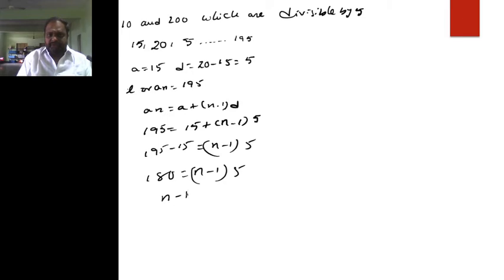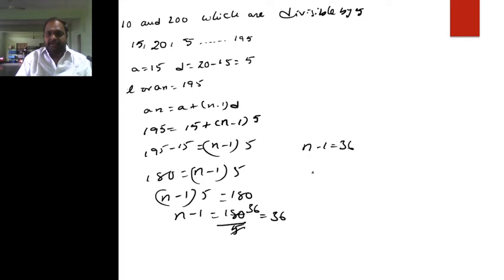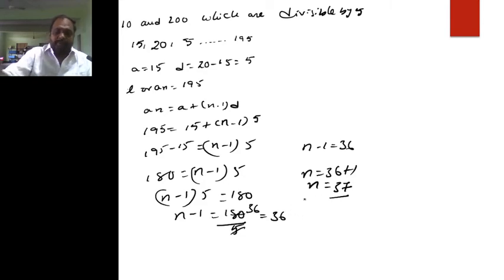That means N minus 1 into 5 is equal to 180. N minus 1 is equal to 180 by 5, that is equal to 36. N minus 1 is equal to 36 and N is equal to 36 plus 1. N is equal to 37. So there will be 37 terms in between 10 and 200 which are divisible by 5.